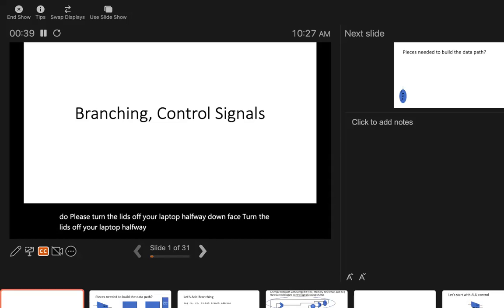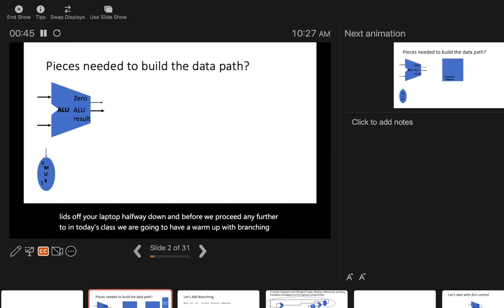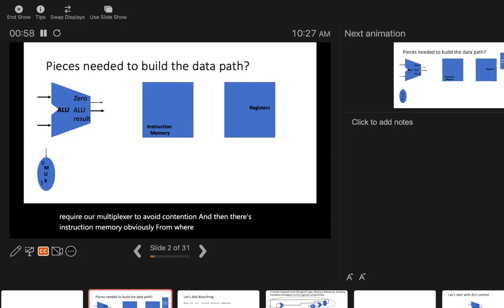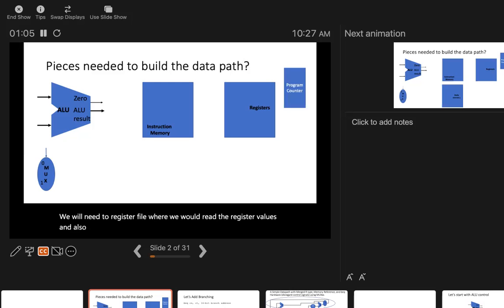Before we proceed any further in today's class, we are going to have a warm-up with branching hardware. Now, these are the pieces. These are the Lego pieces that we would need to build our data path. We'll require our ALU. We will require our multiplexer to avoid contention. And then there's instruction memory, obviously, from where we would need to fetch the instruction. We would need a register file, where we would read the register values and also write to the register.